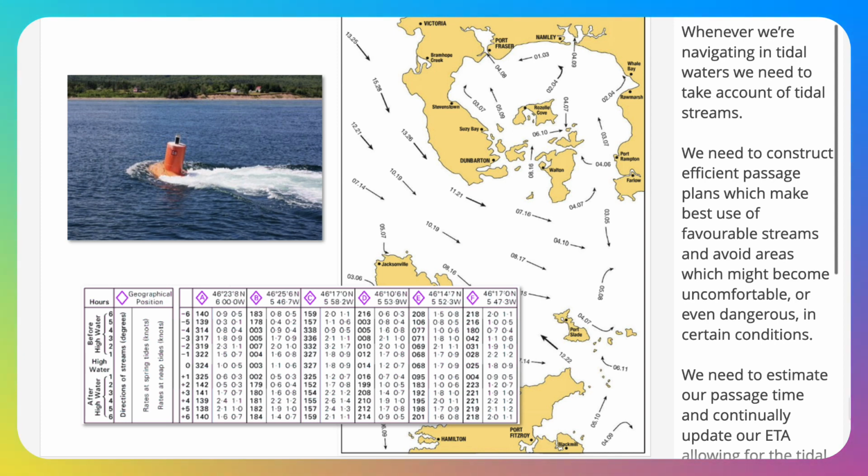We need to construct efficient passage plans which make best use of favourable streams and avoid areas which might become uncomfortable or even dangerous in certain conditions. We need to estimate our passage time and continually update our ETA, allowing for the tidal streams we are likely to suffer. When calculating a course to steer, we must allow for the predicted strength and direction of the tide.